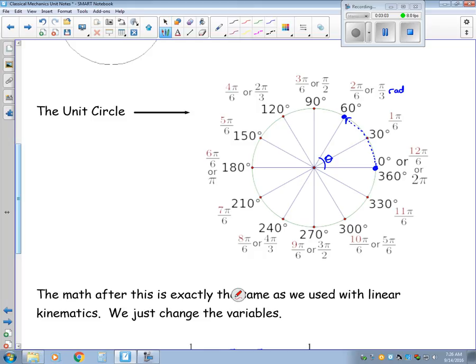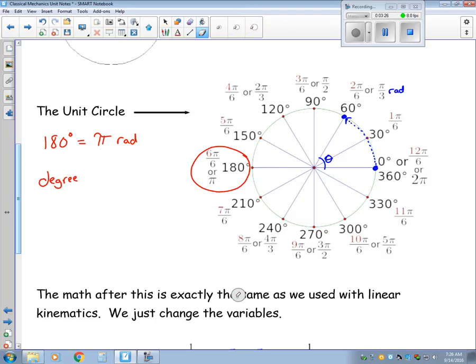And if we look at this graph or this chart, we see something important right here. We see that 180 degrees is the same thing as pi radians. So if I know the degree, and I take the degree and multiply it by pi over 180, that will give me the radian.